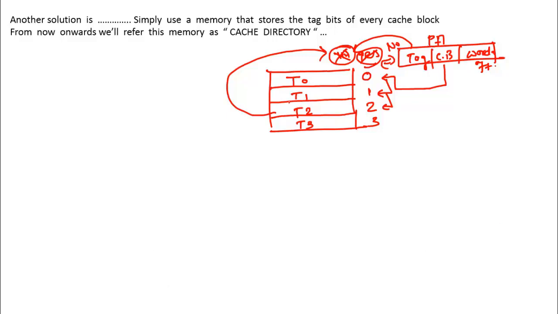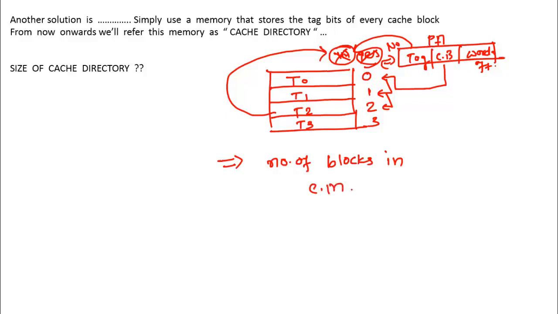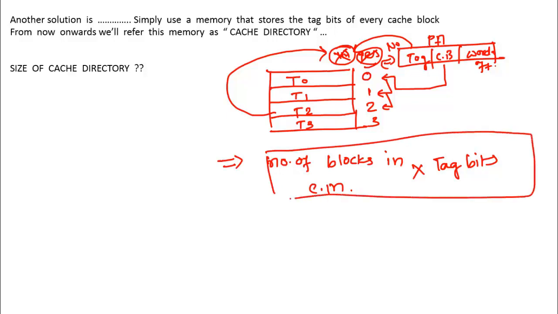Okay, now let's see the size of cache directory. As I have told, the number of words in the cache directory would be equal to the number of blocks in cache memory, and the size of each word would be equal to tag bits. This is actually the pure size of cache directory.